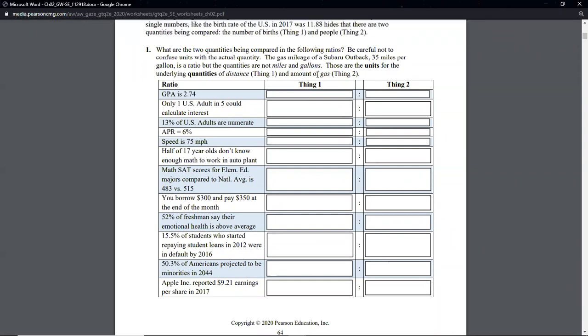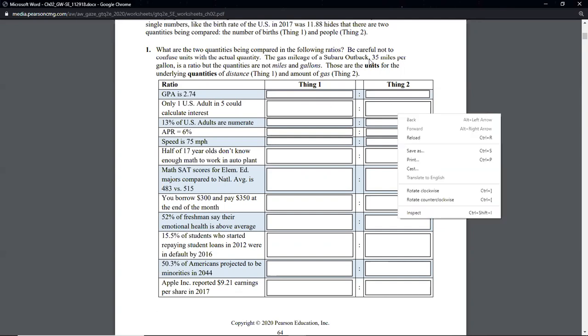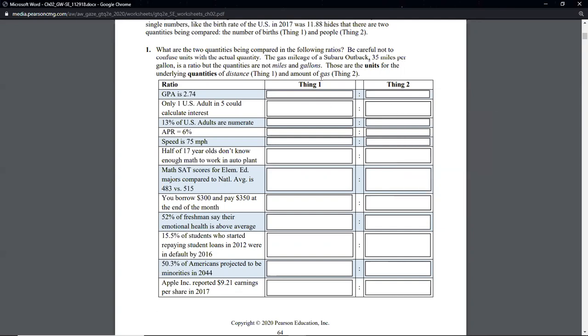So they're saying to be very careful not to use the units, but again, in the real world, no one's gonna care about that if you're just doing this on your own. So I would not care if someone said thing one was miles and thing two was gallons, and then someone else said thing one was distance and thing two was gas. And in fact, the phrase gas is kind of weak in my opinion. It should be fuel, because not all cars use gasoline.